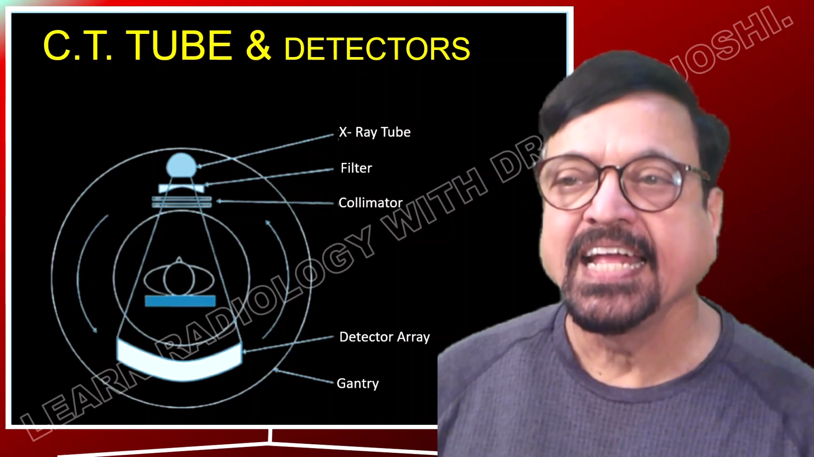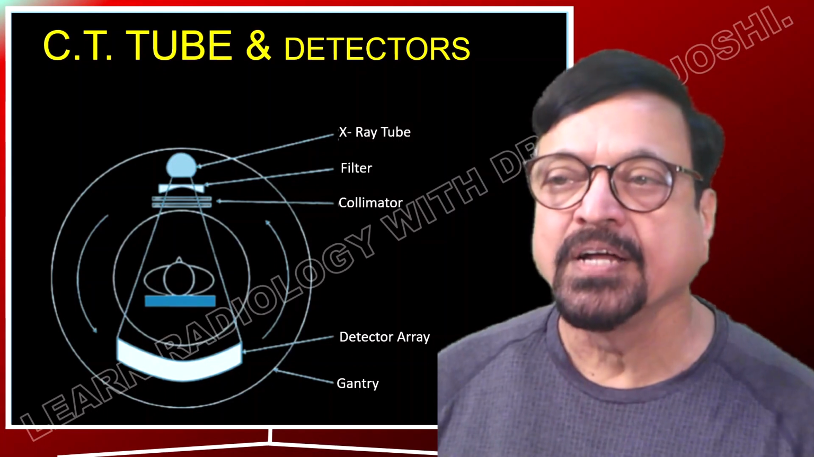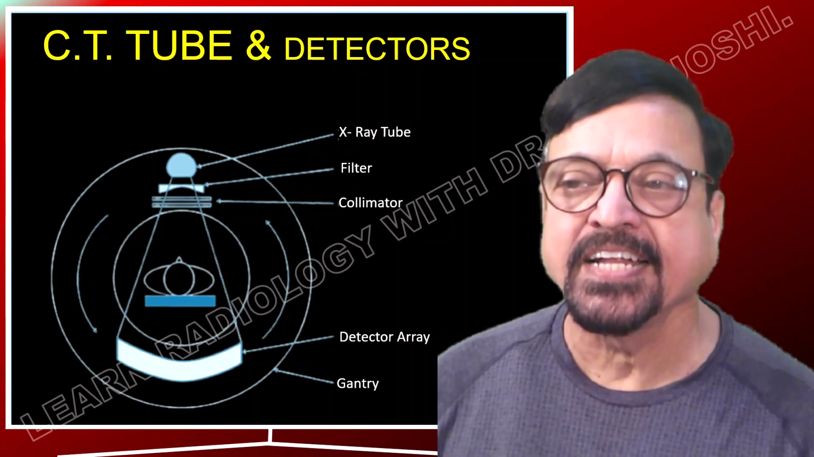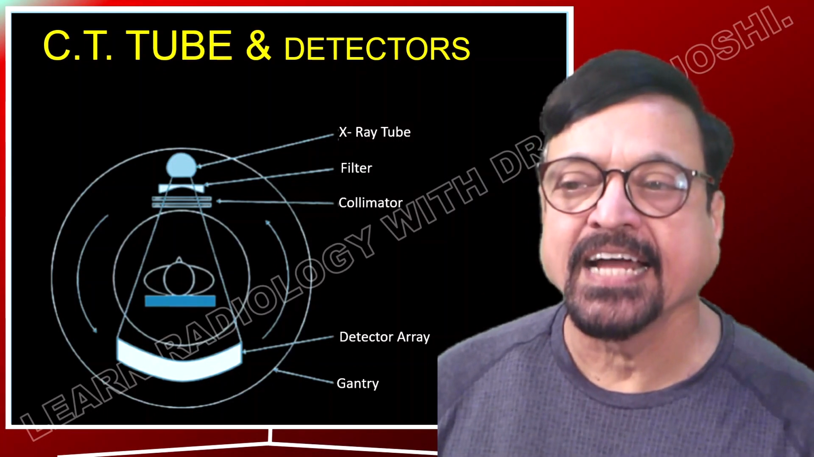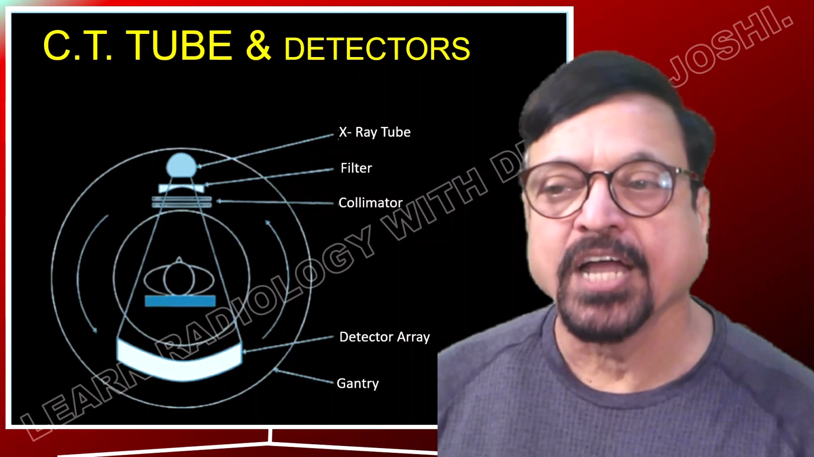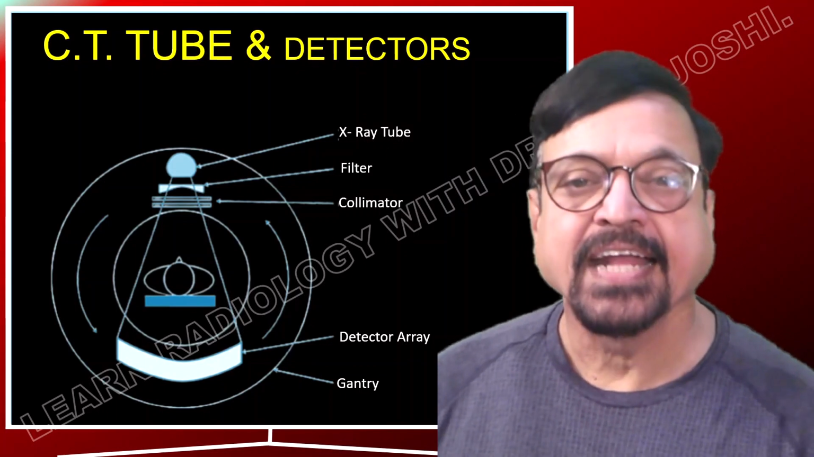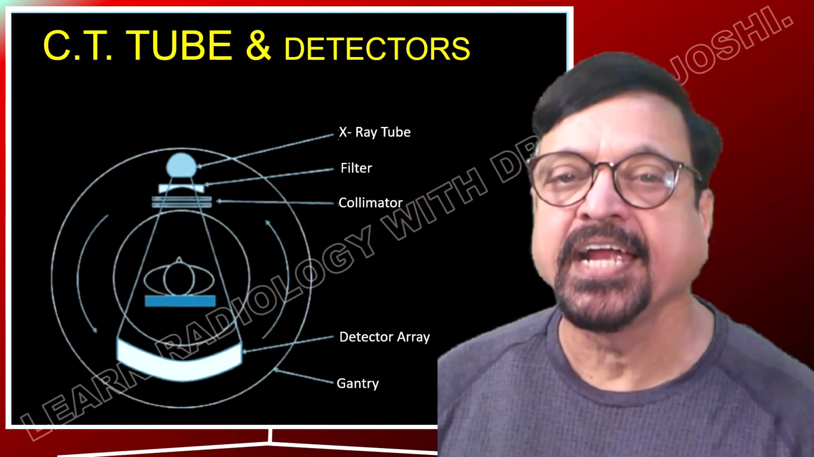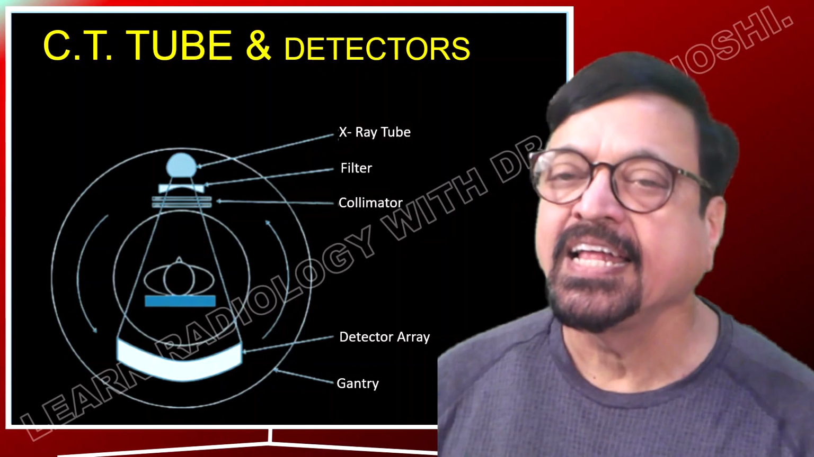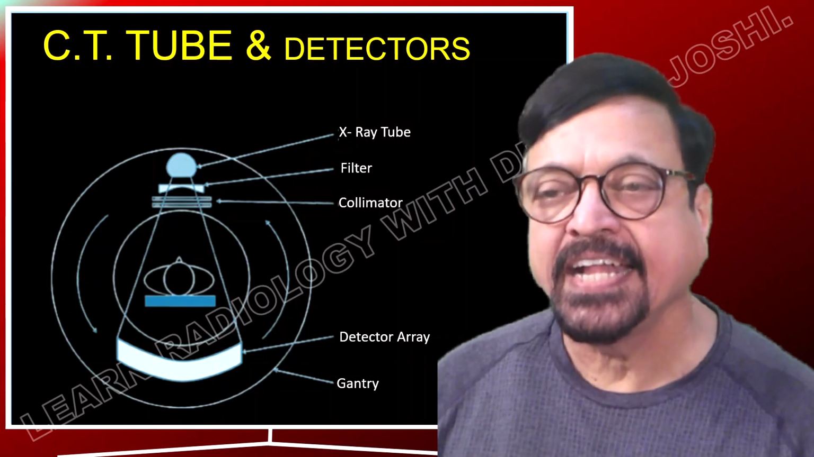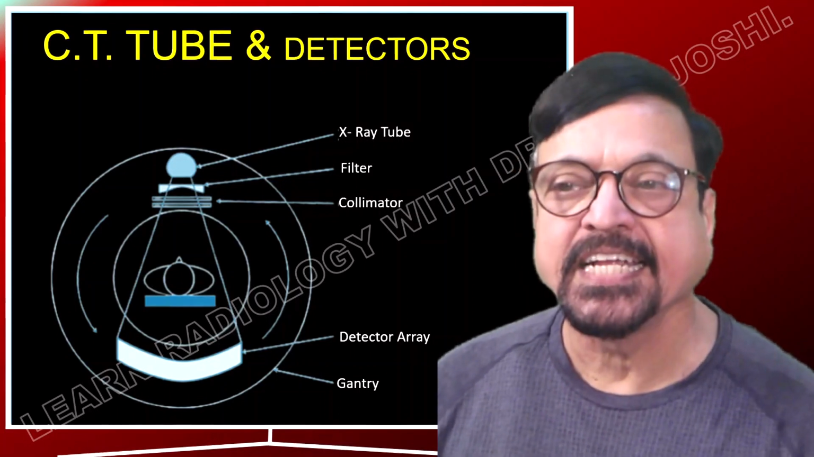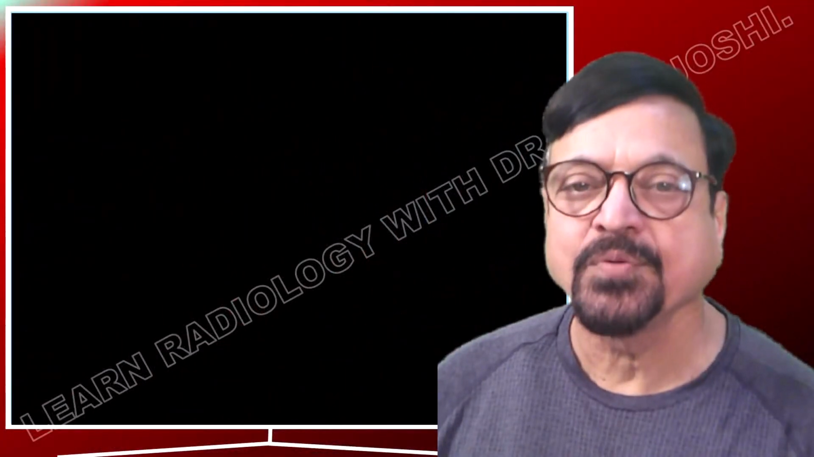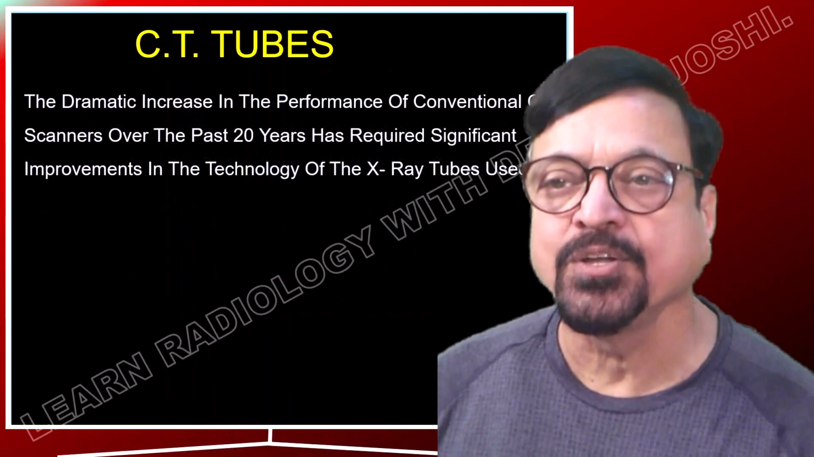But in CT, it is the CT tube which emits the X-rays, then there are filters, collimators, then an array of detectors. As far as detectors are concerned, they are covered extensively in other lectures. Do visit our website, see our list of lectures, and you will find a different lecture for CT detectors. In this lecture we are going to see only CT tubes.